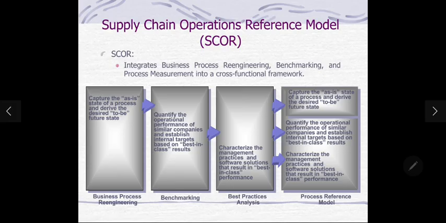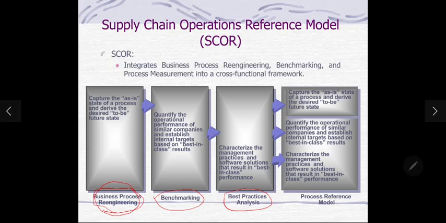Now, the methodology behind the supply chain operation reference, we use three main methods and combine them in the SCOR. The first one is something called business process reengineering.